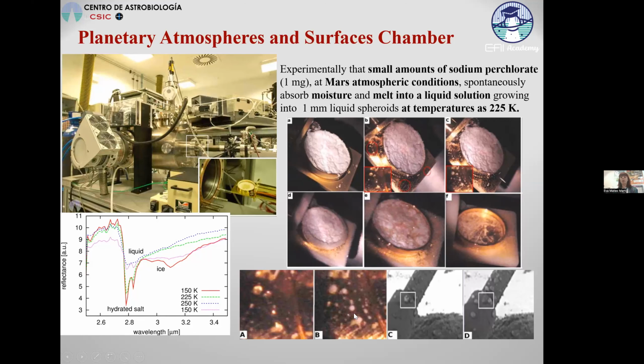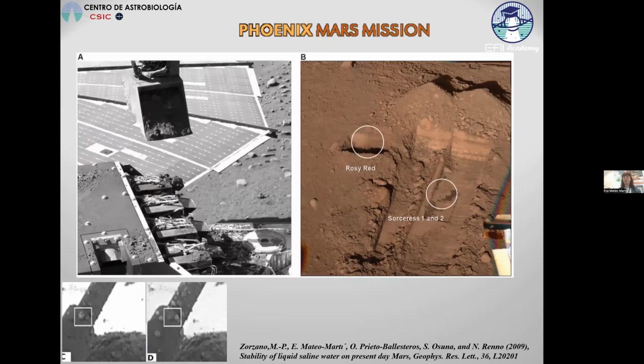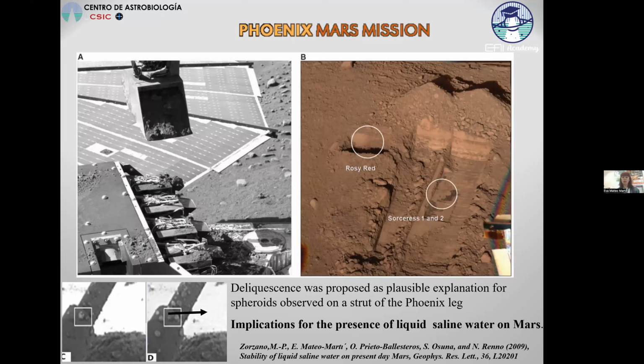And we could also make a comparison with the same process happening in our sample holder. So the liquid scent was a possible explanation for this phenomenon observed in the Phoenix leg, and it has many implications for the presence of liquid saline water on Mars. That was a very nice collaboration between a planetary mission and our team in the laboratory.